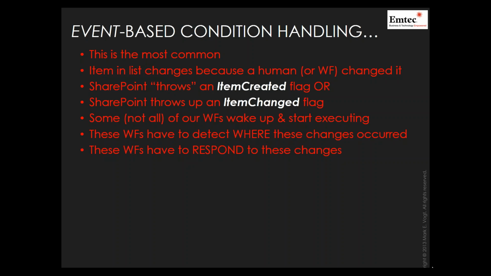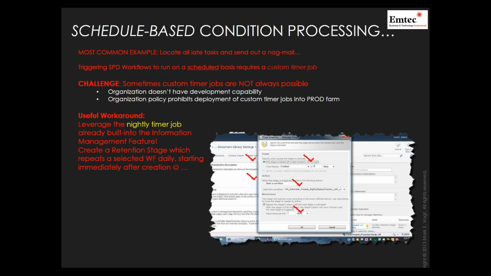What if we have a workflow that needs to execute even when an event hasn't yet occurred? It hasn't been created, it hasn't been changed, but I need something to happen simply on a scheduled basis. There's actually a trick that's worked very well since SharePoint 2003. Scheduled-based condition processing is this one. A certain number of days has gone by. Nothing in your process item has actually changed. Just time has gone by. There's an existing nightly timer job that you can leverage in any SharePoint list or library, that you can tell that every day at a particular time, I want to go and execute a particular workflow.